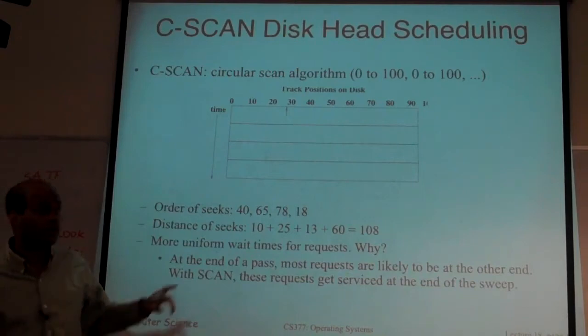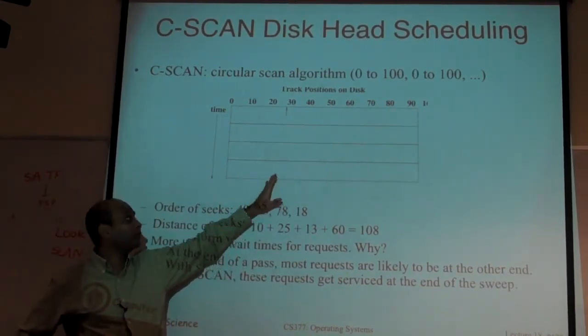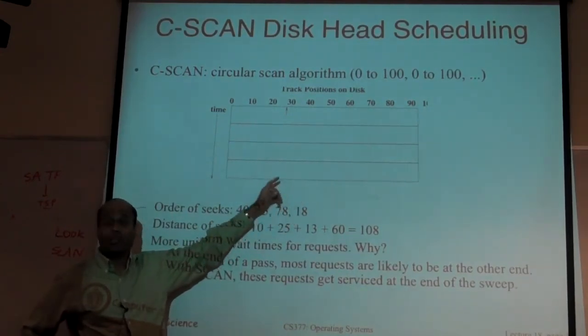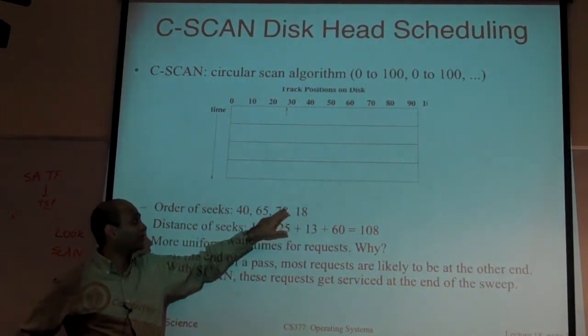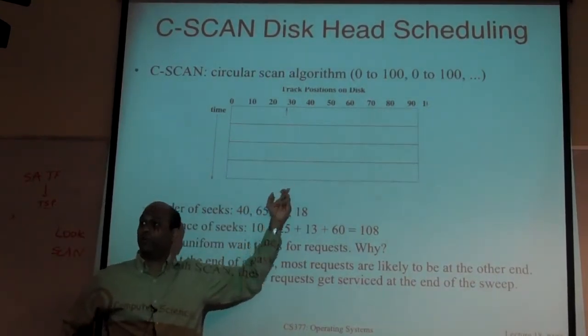Okay. This is an optimization where you actually don't have to go all the way to 0. You only go to the first request and then you switch direction. If you had to go all the way to 0, from 78 you would come back to 0 and then start scanning again and go to 80.